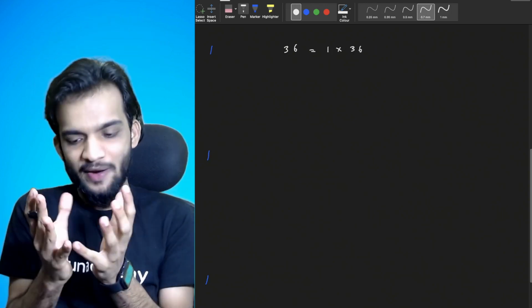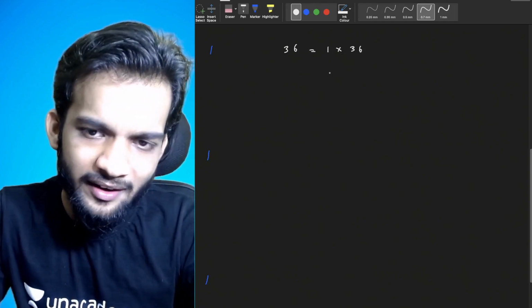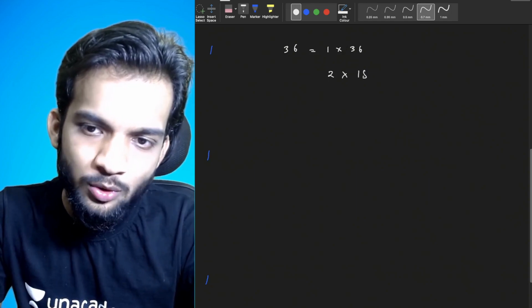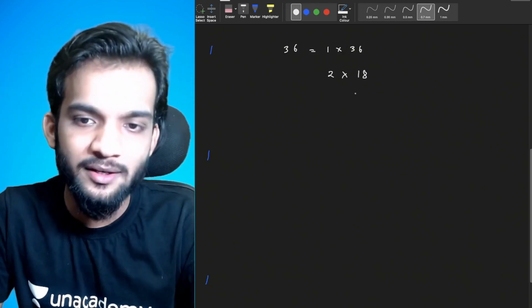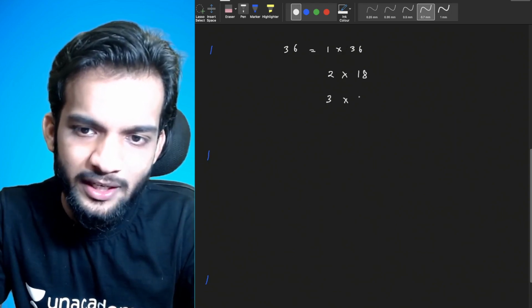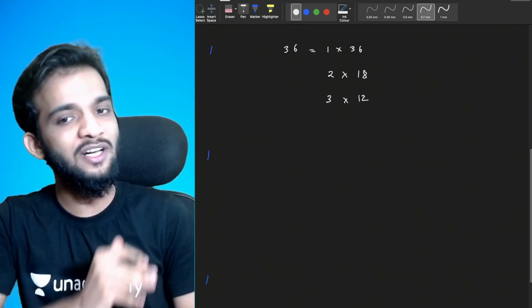If I write the first factor 1, the other factor will be 36. Perfect. If I write down the next factor, that will be 2 into 18. The first factor is 2, while the next factor is 18. Perfect. Can I say 3 into 12? The first factor is 3, whereas the next factor is definitely 12.